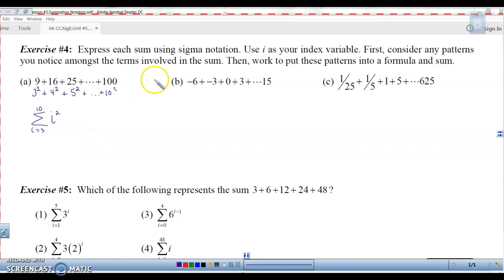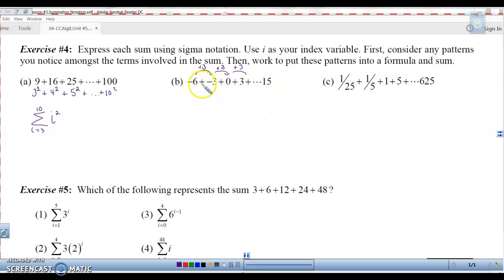We have -6, -3, 0, 3, and then ... to 15. What's happening every time we go from here to here, here to here, here to here? What do we notice about those numbers? We are adding 3. So that makes this an arithmetic series, starting from -6 until I get to the term of 15.